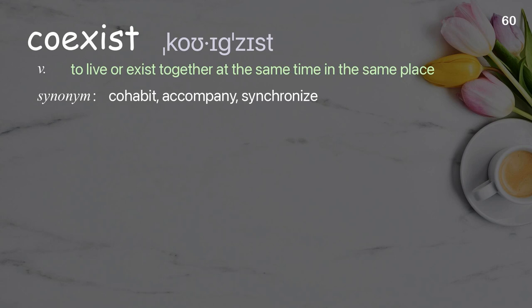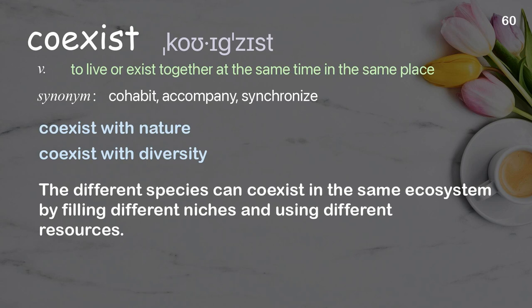Coexist. To live or exist together at the same time in the same place. Examples. Coexist with nature. Coexist with diversity. The different species can coexist in the same ecosystem by filling different niches and using different resources.